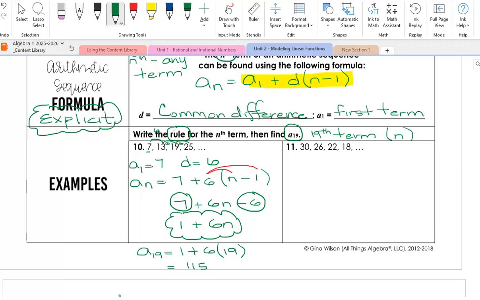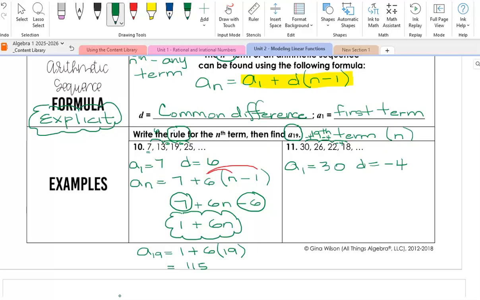All right, I'm going to do one more. So, two things you need to know to write the rule. It's also called an explicit rule. So we need the first term, which we know is 30, and we need to know what our D, or common difference, is. So 26 minus 30 is -4. 22 minus 26 is -4. 18 minus 22 is negative 4. So D is negative 4.